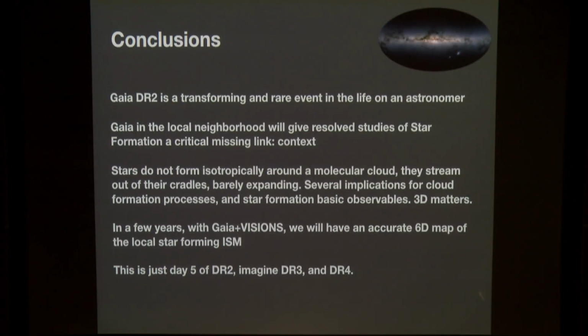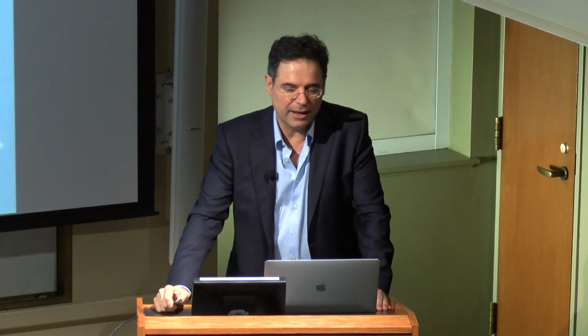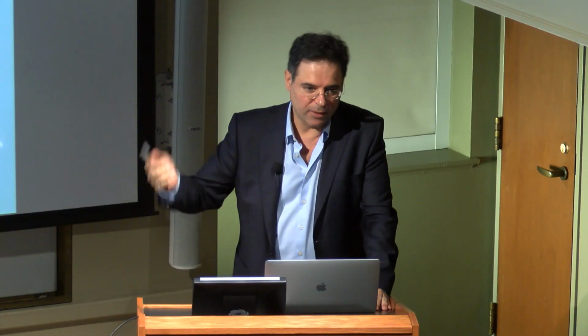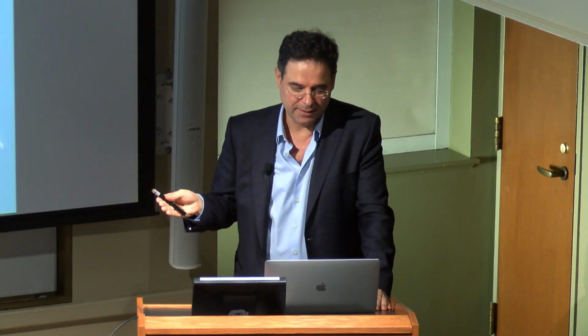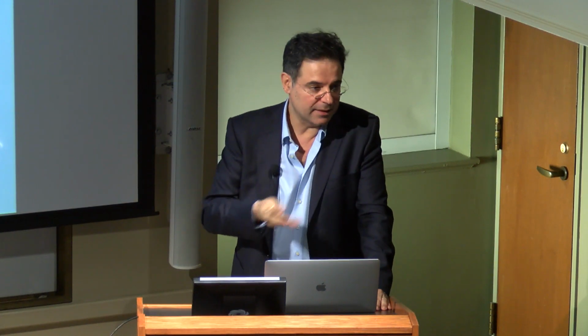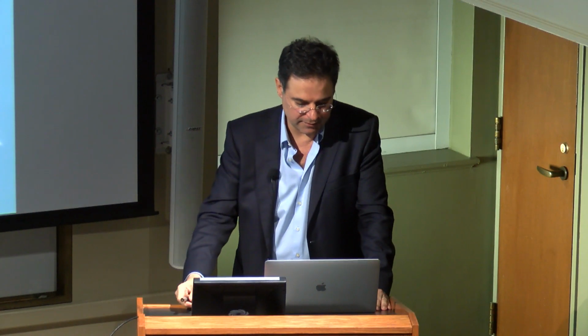So I want to conclude now. And I think it's fair to say that Gaia DR2 is a transforming and rare event in the life of an astronomer. I'm not an astrometrist, and I just did all this astrometry because these 450 people in Europe spent 10 years preparing for this and giving us an absolutely amazing data set. Anyone can get it, including you. Anyone can download the data. Again, you have to wait for it, but it comes.